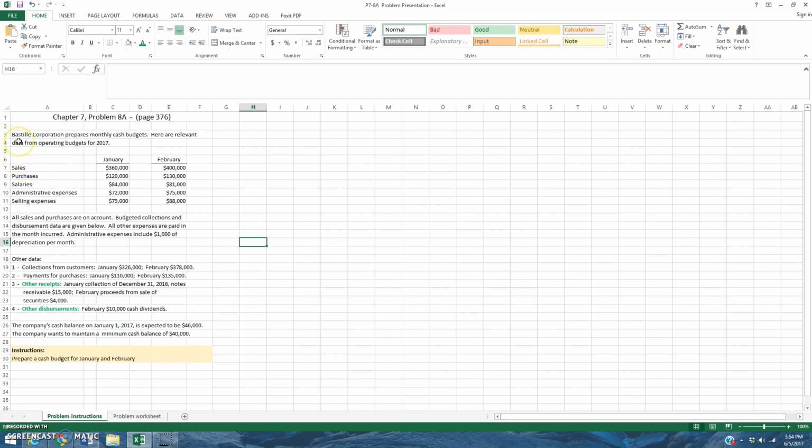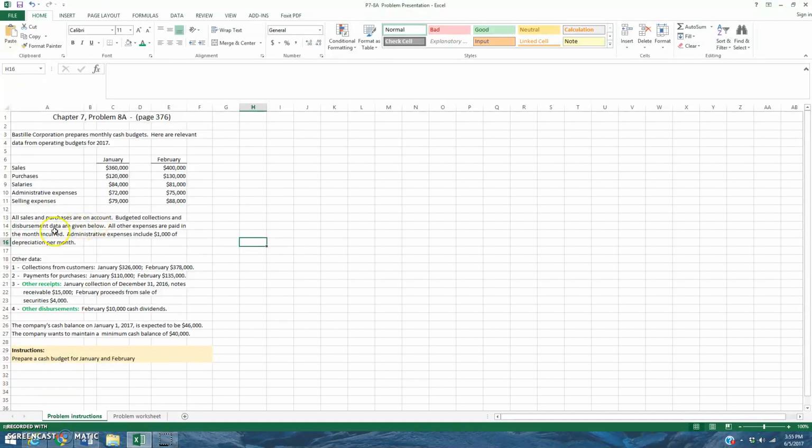So starting at the beginning, it says Bastille Corporation prepares monthly cash budgets. Here are relevant data from operating budgets for 2017. And then you have 5 accounts listed with their balances for January and February. Going on, it says all sales and purchases are on account. This is very important information.